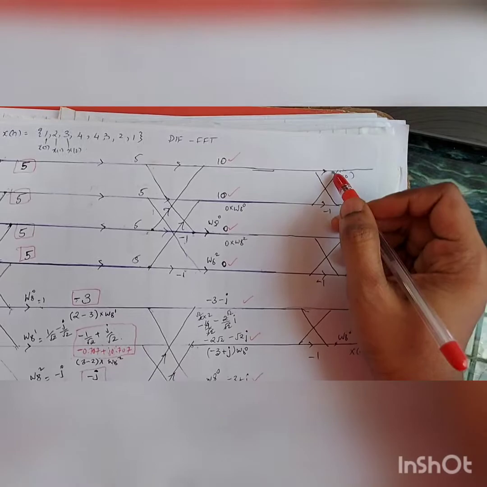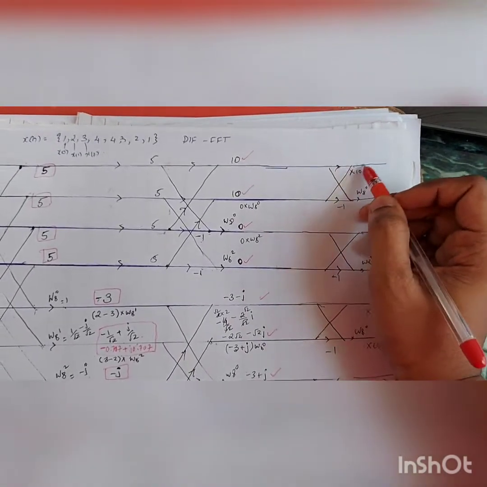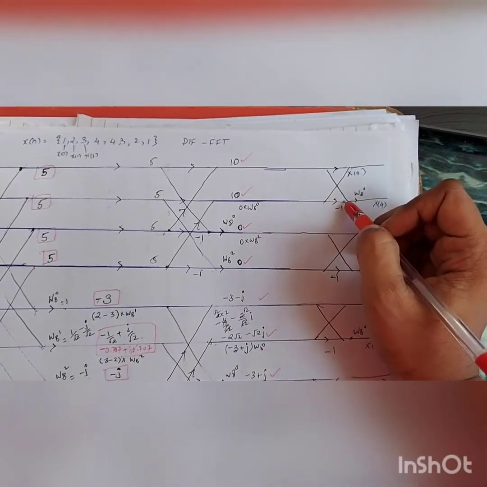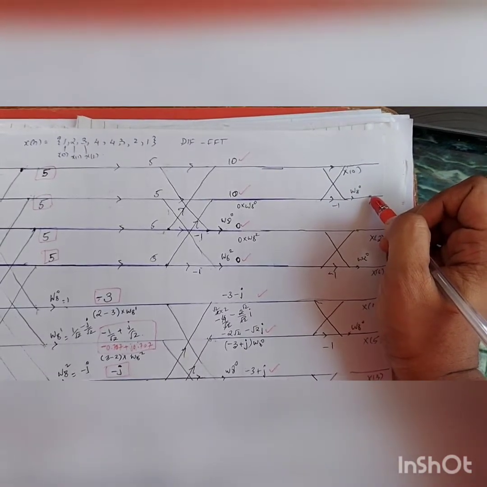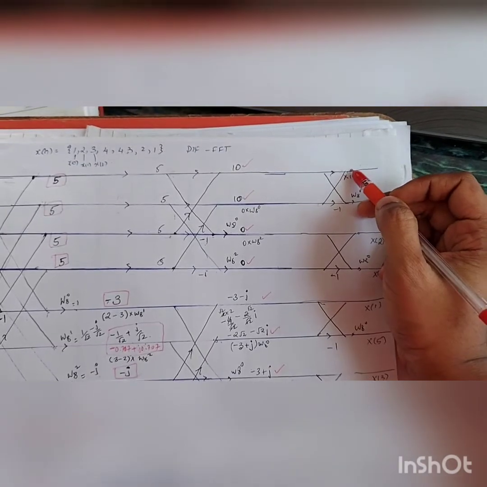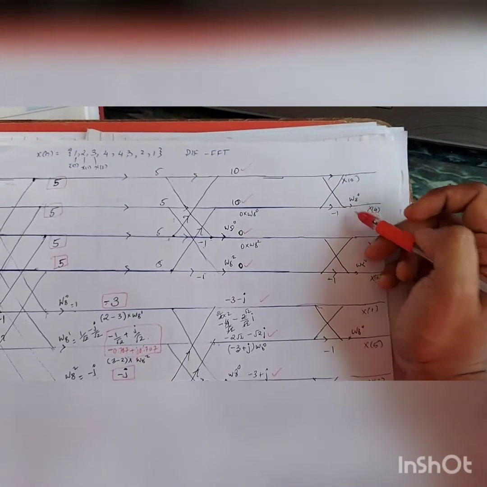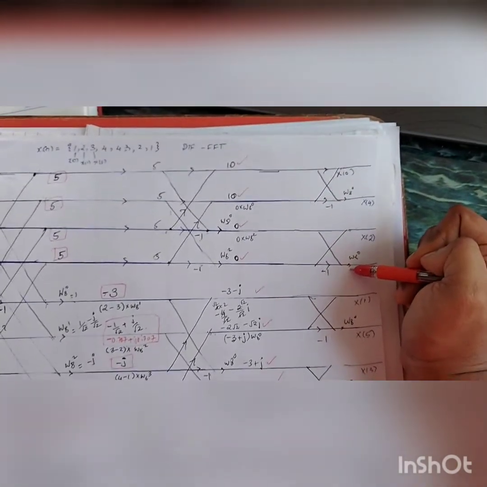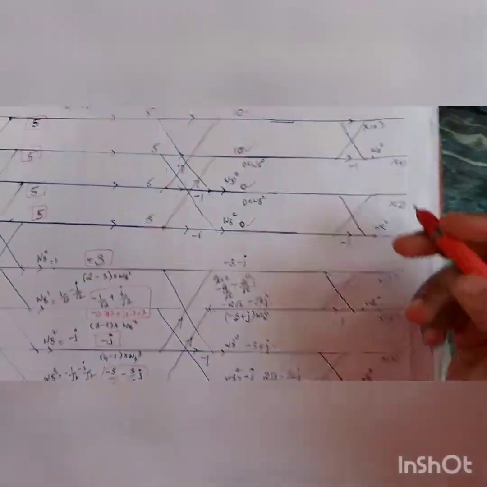Now in the next stage, all I have to do is add the values in the 2-point butterfly. You can add these values and write it here, subtract these two values and write it here. Okay, into W8 power 0 is nothing but 1. So ideally at this point you add, at this point you subtract, at this point you add, this point you subtract. So do that, you'll get your final answer.